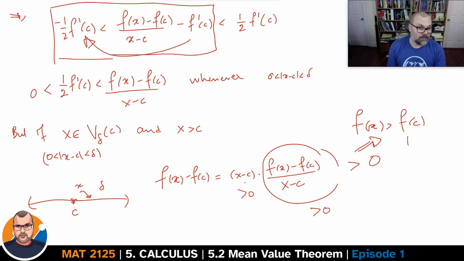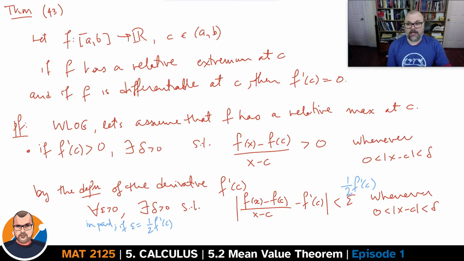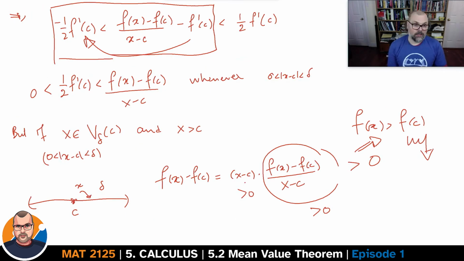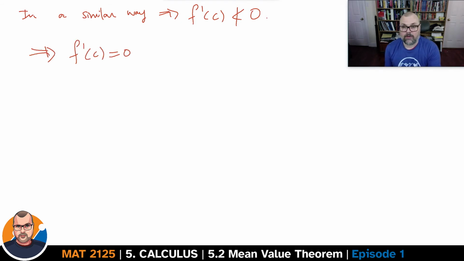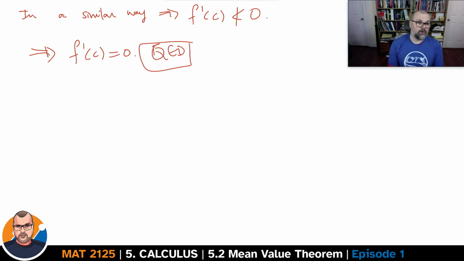It's impossible because we had assumed, on the previous slide, that f had a relative maximum at c. And here what we found is that for any point in the neighborhood greater than c, f at x would be greater than f at c. So in particular, f cannot have a relative maximum at c. It's impossible. So the conclusion here is that f prime at c cannot be positive. In a similar way, you can show that f prime at c cannot be negative. You don't have a choice. The only possibility is that the derivative at that point is equal to 0.